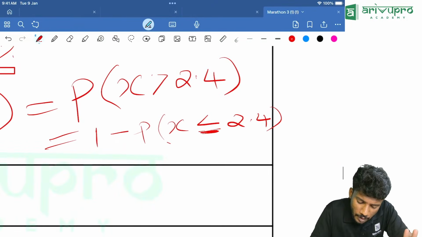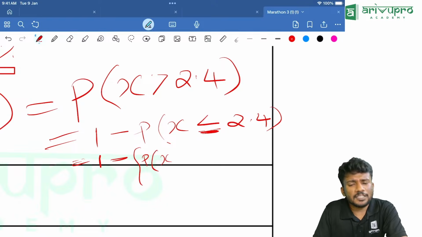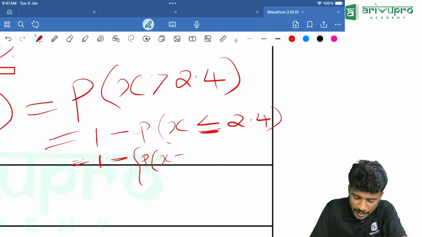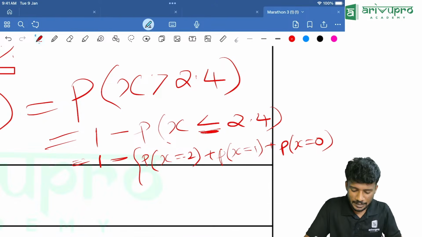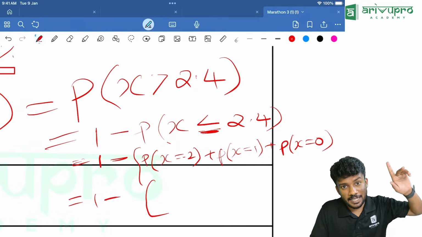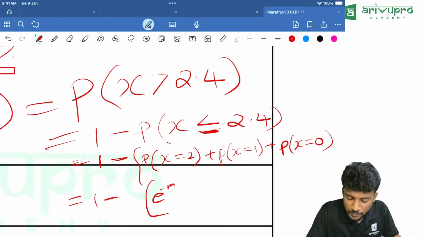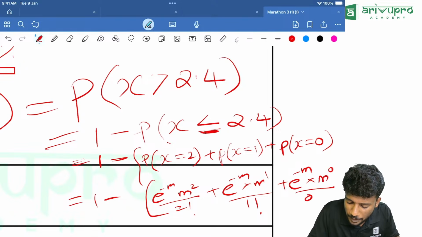Now, you tell me, can I write 1 minus P of x less than or equal to 2.4? What are the values less than or equal to 2.4? We will not take x equal to 2.4. Why? X cannot be a decimal value. We will take P of x equal to 2 plus P of x equal to 1 plus P of x equal to 0. Now we will substitute the values and we will get the answer, which is 1 minus P of x equal to 2. What is P of x equal to 2? When the value is 2, how will you write? E raised to minus m into m square divided by 2 factorial, plus e raised to minus m into m raised to 1 divided by 1 factorial, plus e raised to minus m into m raised to 0 divided by 0 factorial.